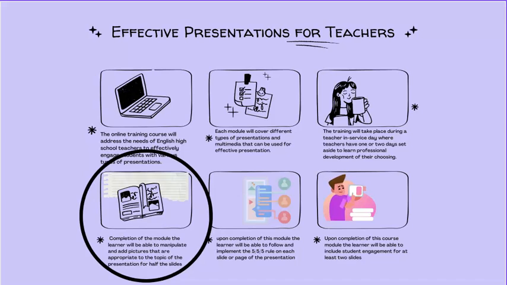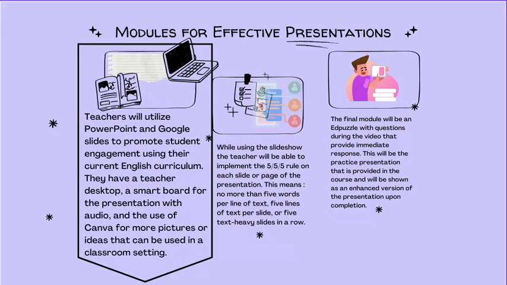We're going to do a quick overview of one of our modules, which is about manipulating or adding pictures that are appropriate to the topic of the presentation for at least half the slides. We're just going to do a little snippet of that to make sure the pictures are appropriate, whether in size or shape, or whether they actually go with the presentation itself. So we're going to use Canva for more pictures or ideas that can be used in the classroom setting. Again, it's with PowerPoint or Google Slides that we already have.